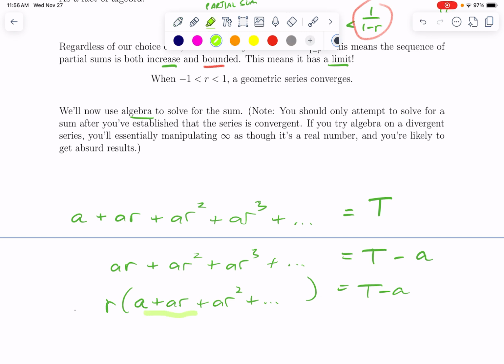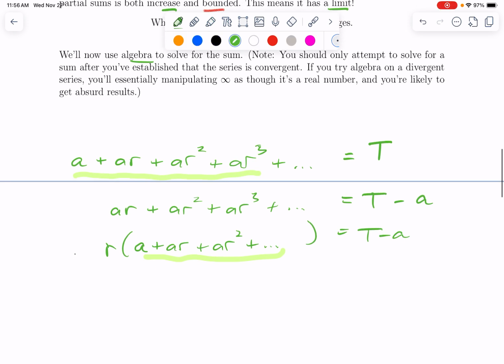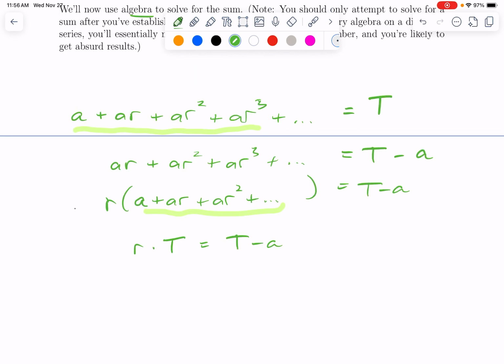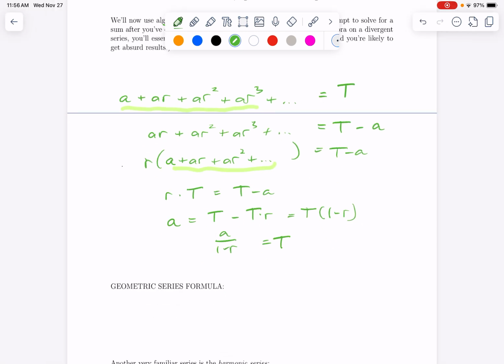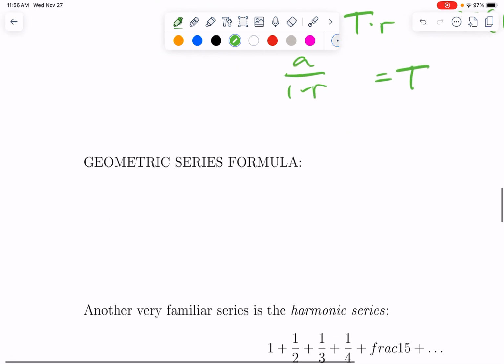But this is the same as what we started with, and we called that t. So what we have here is that r times t is equal to t minus a. That's equivalent to saying a is equal to t minus t times r, which is t times 1 minus r. And that total is a over 1 minus r. So here's our geometric series formula, if r is less than 1 in absolute value. I assumed positive so far, it's similar if it's negative.